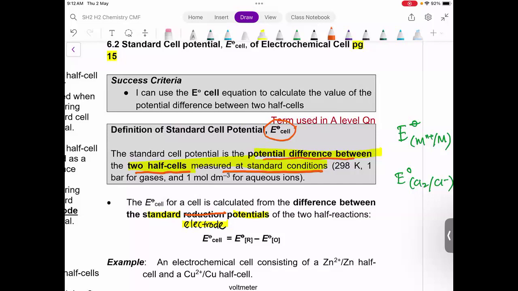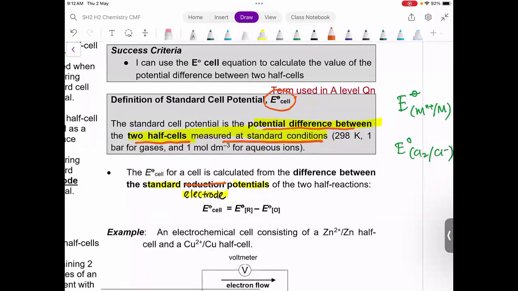Can you also make this change here? A-level doesn't use this term. A-level uses standard electrode potentials, but you must know that we are referring to reduction potential. Okay, this is the mathematical representation of how we can calculate our E naught cell.